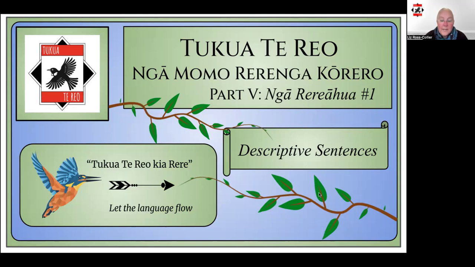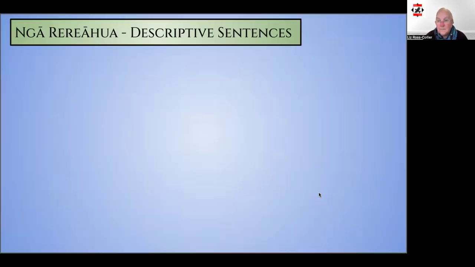This one is about Ngā Rereāhua, descriptive sentences. Rereāhua are sentences that describe things, people, animals, pretty much anything that you want to describe. The Rereāhua uses a tūāhua, a describing word or an adjective.